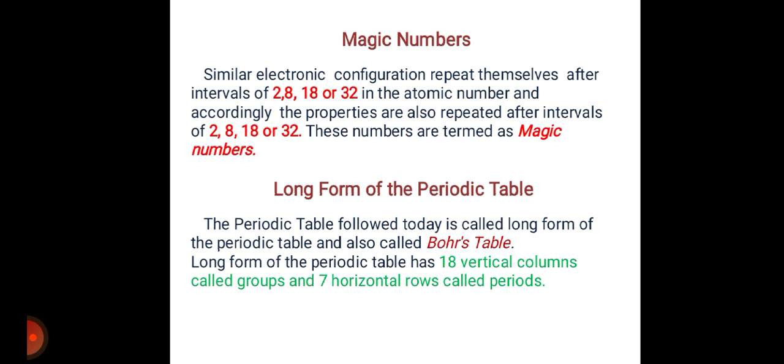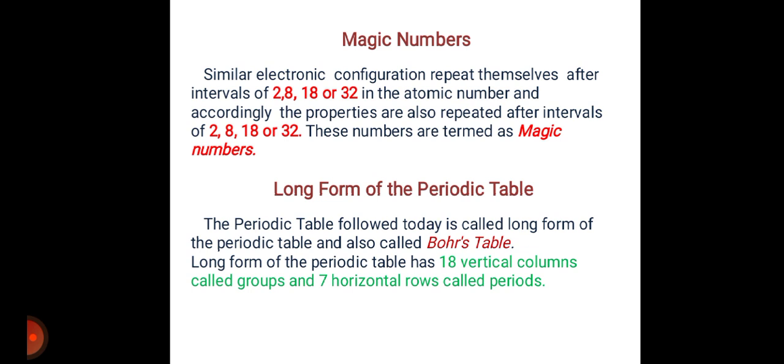The similar electronic configurations repeat themselves after intervals of 2, 8, 18 or 32 in the atomic number, and accordingly the properties are also repeated after intervals of 2, 8, 18 or 32. These numbers are called magic numbers. So this is a magic number.